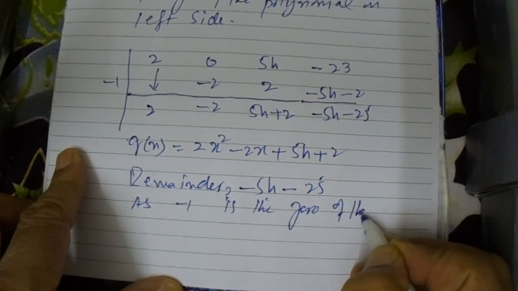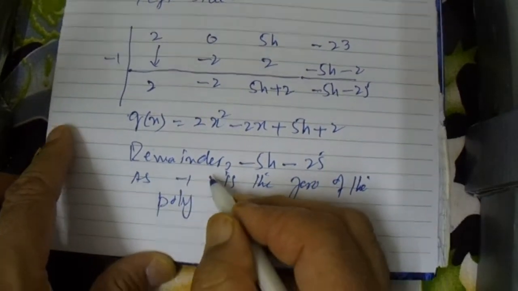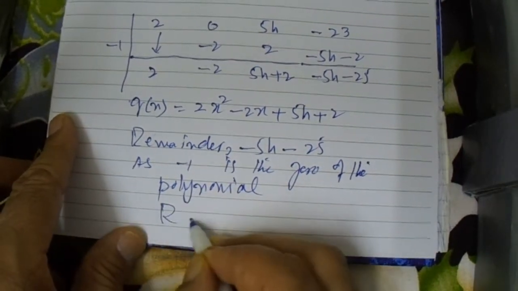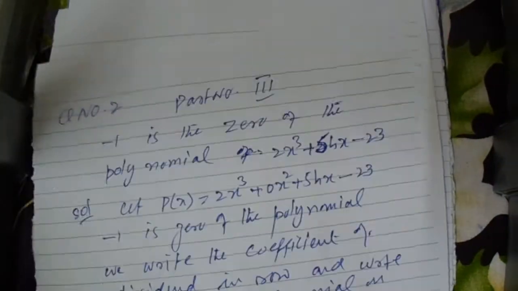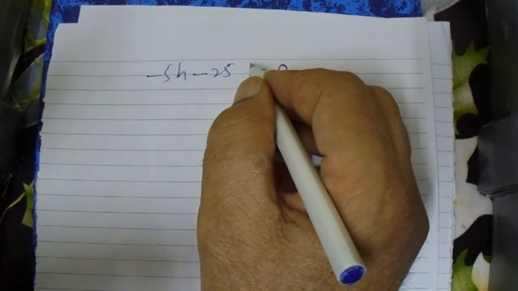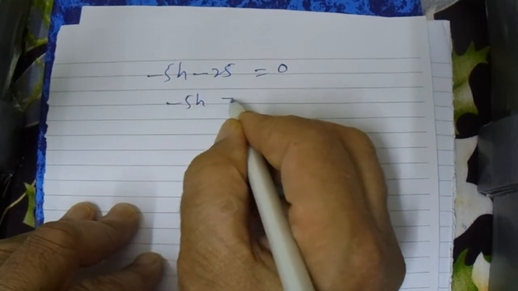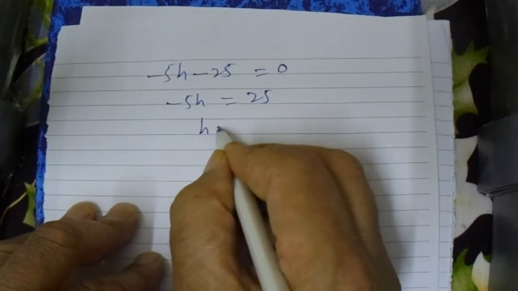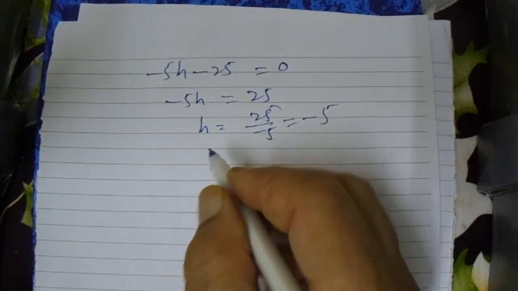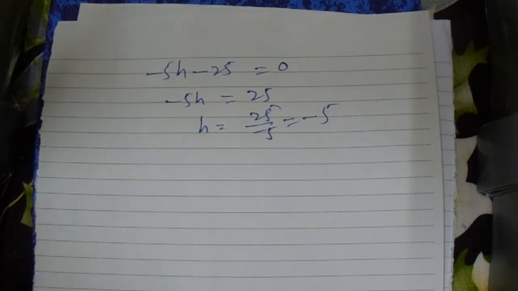polynomial, so put r equal to 0. Now we write r equal to 0, and the remainder minus 5h minus 25 is equal to 0. Minus 5h is equal to 25, and h is equal to 25 over minus 5, which is minus 5. So the value of h is equal to minus 5.